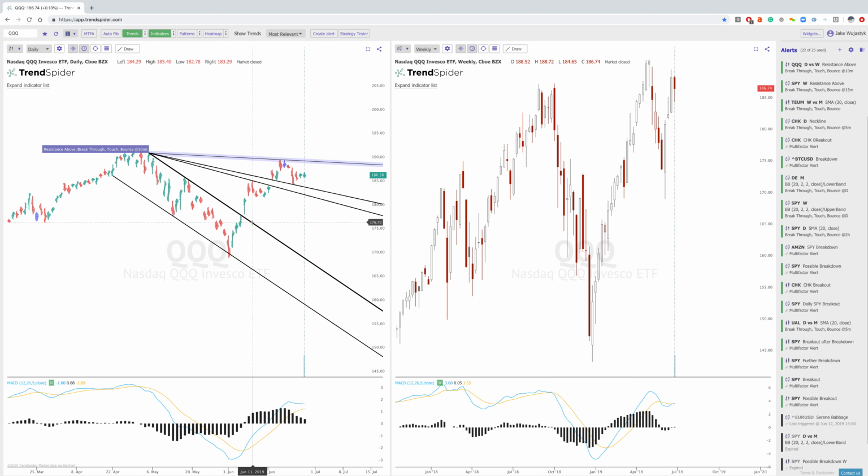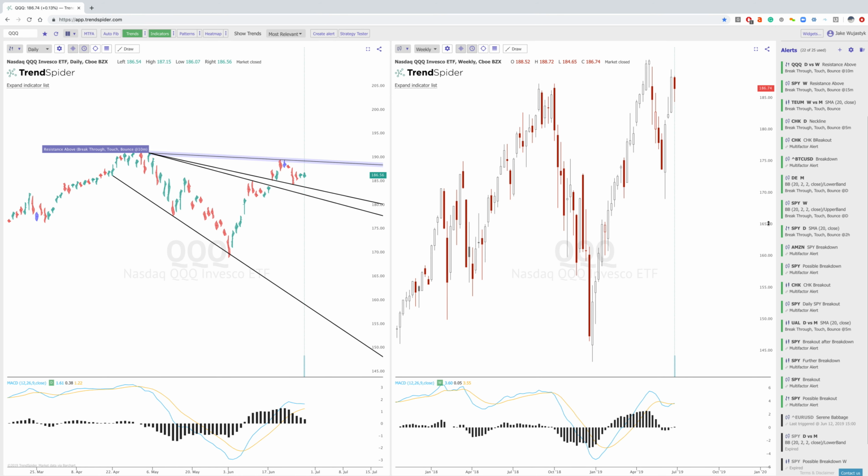If I just kind of clean this up a little bit, we've got our big broadening wedge here, and then we've got our previous resistance now acting as support just like we had on SPY. Same thing, histogram moving down. That means the fast is getting closer to the slow here. So if we do break down, that'll be something to watch.